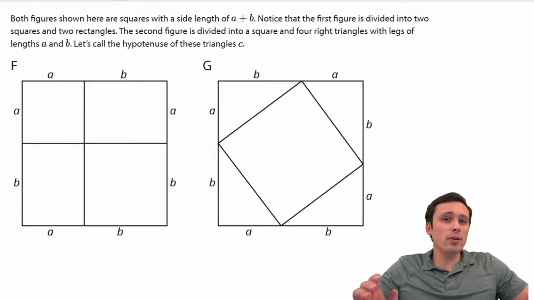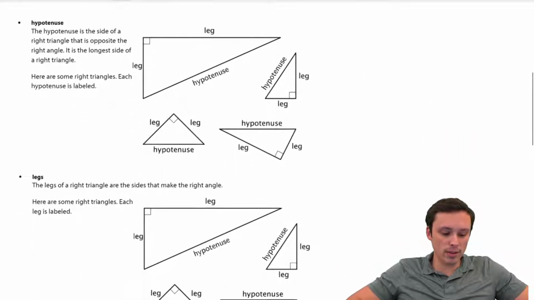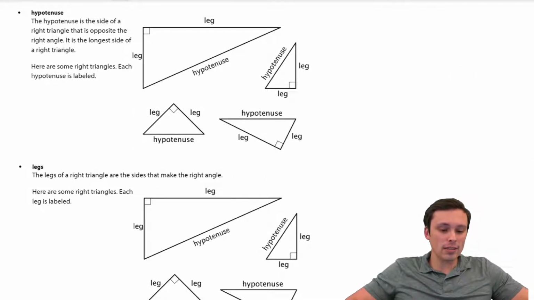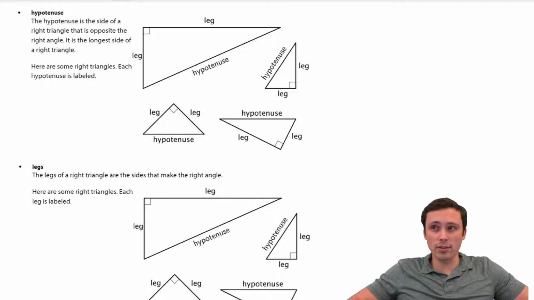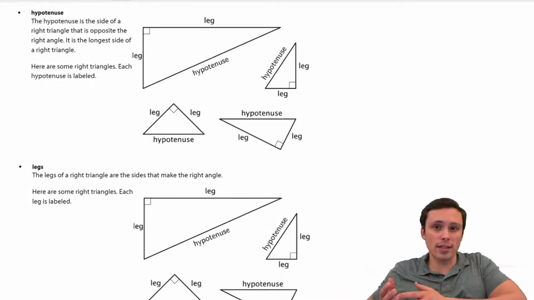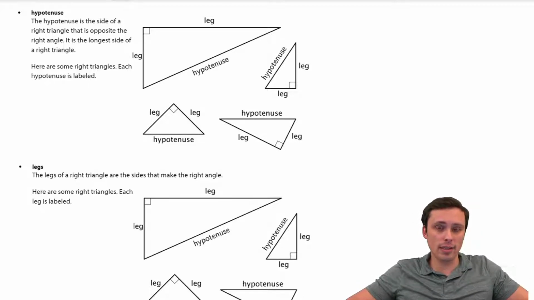Now we used a little vocabulary here that I want to make sure that you actually understand. So let's do a quick review on what hypotenuse and legs mean. The hypotenuse is the side of a right triangle that is opposite from the right angle. You'll notice that two sides create the right angle. Those are called the legs. And the other side, opposite from the right angle, is called the hypotenuse, which happens to be the longest side in a right triangle.